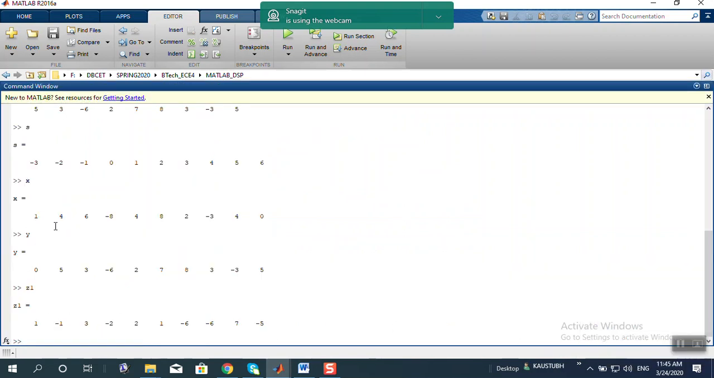So 1 minus 0 is 1, 4 minus 5 is minus 1, 6 minus 3 is 3, minus 8 minus 6 is minus 14, 4 minus 2 is 2, 8 minus 7 is 1, 2 minus 8 is minus 6, 3 minus 6 is minus 3, minus 3 minus 6 is minus 9, 4 minus 3 is 1, 0 minus 5 is minus 5. Z is your addition: 1 plus 0 is 1, 4 plus 5 is 9, 6 plus 3 is 9, minus 8 plus minus 6 is minus 14, like that. And Z2 is your multiplication.